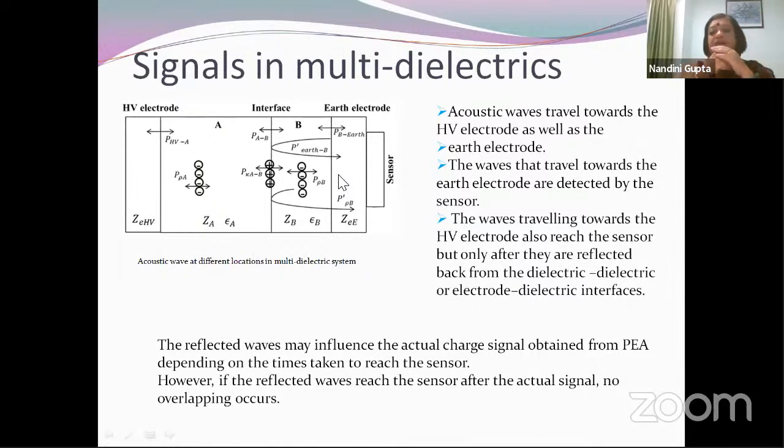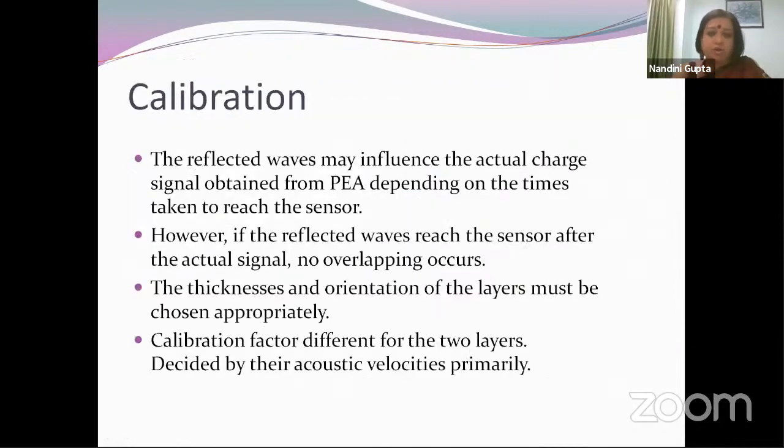So whenever there is an interface, there will be multiple reflections, and therefore the signal that you register at the sensor will be polluted by these reflected signals. And therefore, you will not be able to figure out what the original signal is and how that relates to the space charge within the dielectric material. So we have to take care of that. The simplest way to take care of that is to get rid of reflections by proper orientation. I will not spend time on this. Dr. Kasim will definitely talk about this.